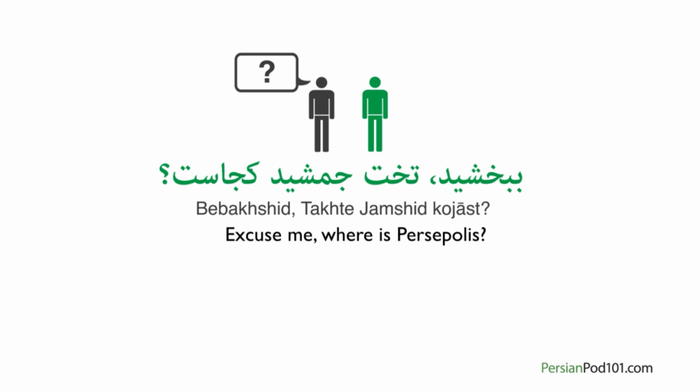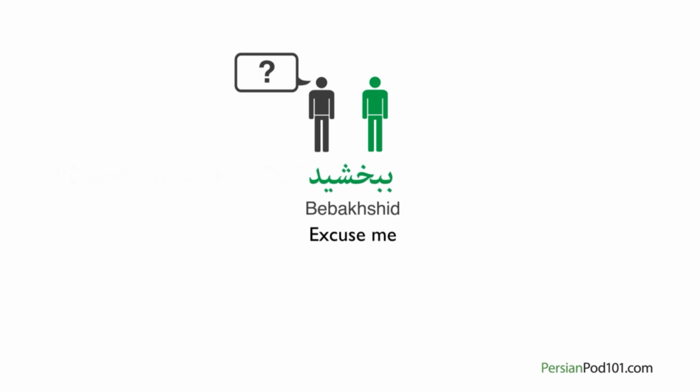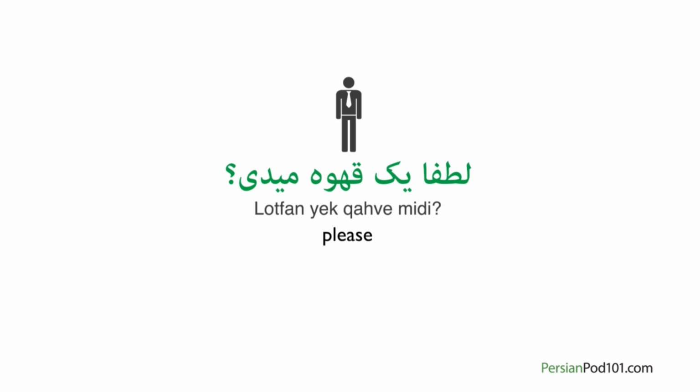Similar to English, there is no informal way to say excuse me in Persian. The meaning is already polite. Persian people just ask questions more directly when speaking to a friend. But to make it polite, you can add لطفاً, meaning please, to the start or end of a phrase when asking for something. لطفاً یک قهوه میدی؟ Can you give me a coffee please?